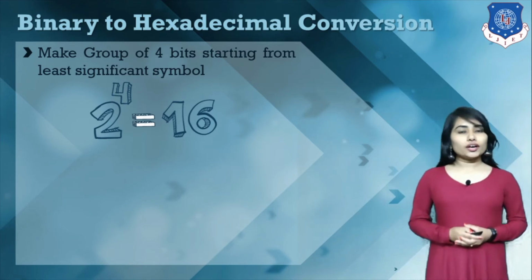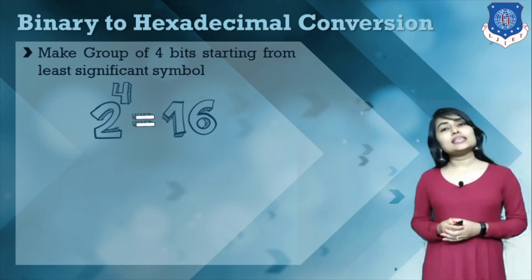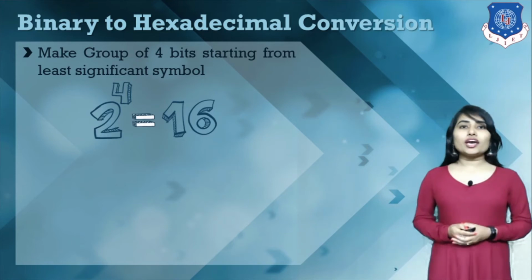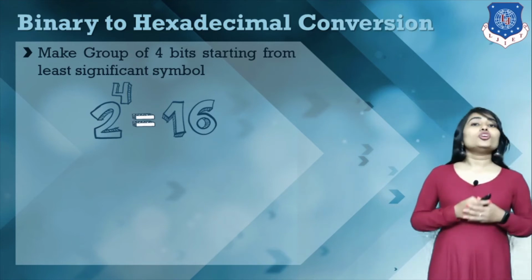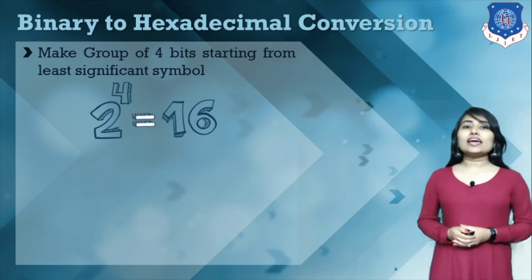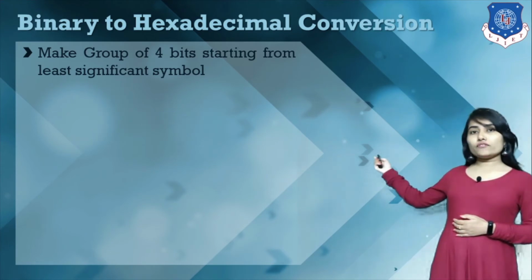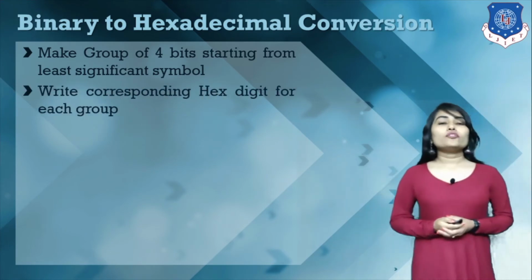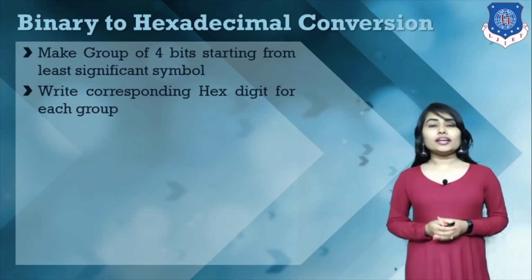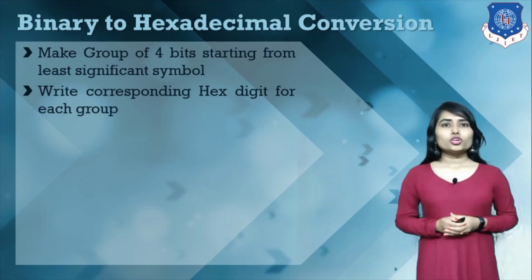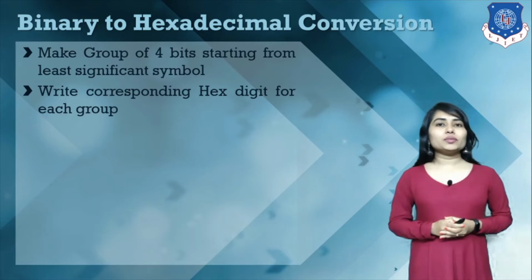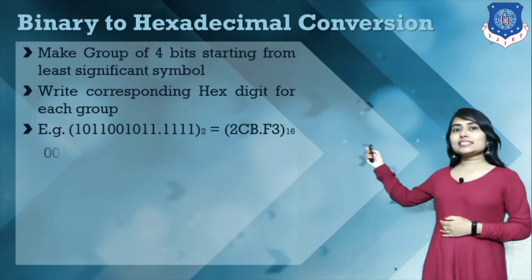So to convert a binary number into the hexadecimal number system, we have to make groups of 4 bits of binary. Then for each and every 4-bit group, we write just its equivalent hexadecimal digit. So how can we convert a binary number into hexadecimal? Let's take an example.